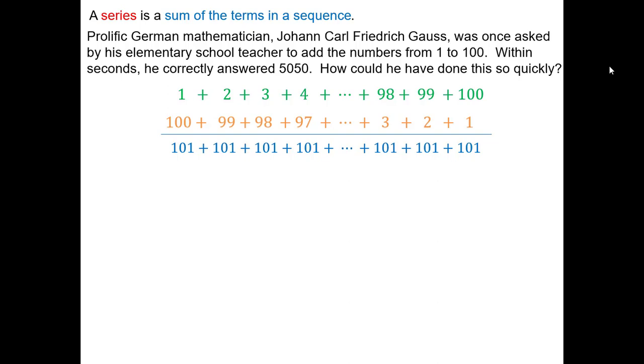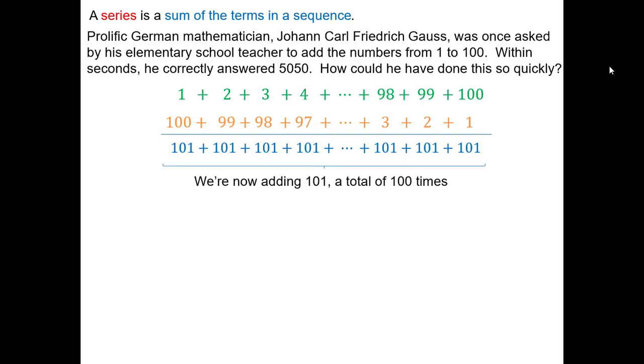So he noticed that if he added that first and last number, he ended up getting the same value of 101, 100 different times. 100 times because there were originally 100 numbers. Well, notice that if I wanted to find the sum of the first 100 terms, we refer to it first of all as S100 or S sub 100. And what we should realize is that it's really just 100 101s. So we can multiply 101 by 100.